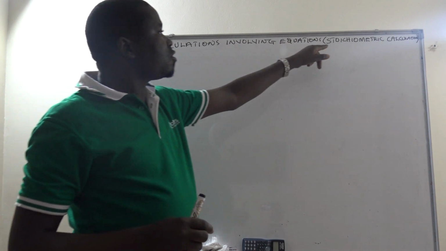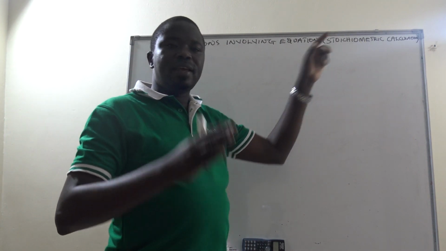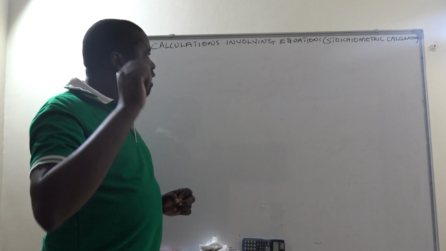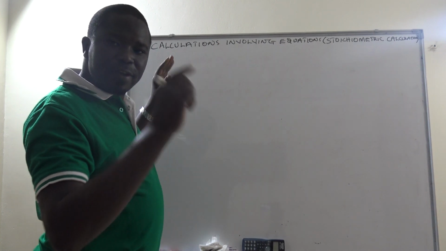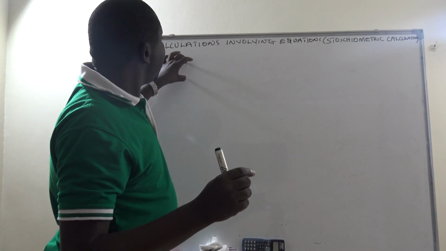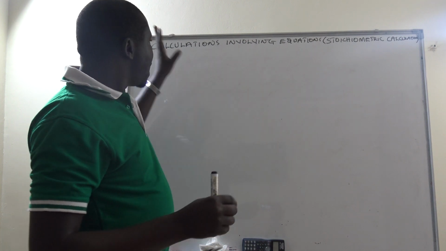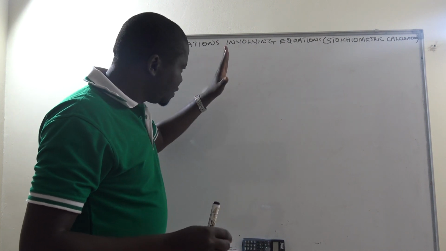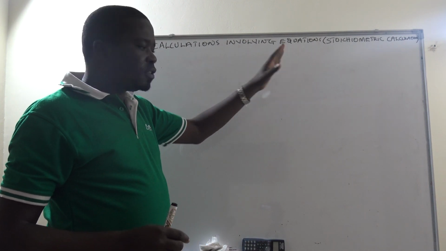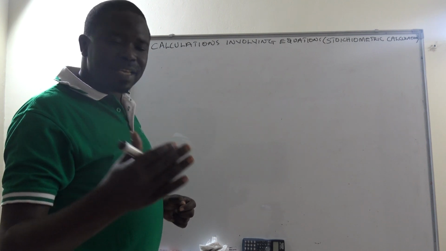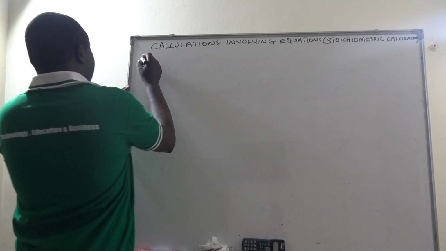So it is called stoichiometric calculation, in that we shall be strictly dealing with the number of moles of each chemical species in the equation. That is the number of moles of the reactants and then the products. So let us see some examples to this effect. Let's look at this.